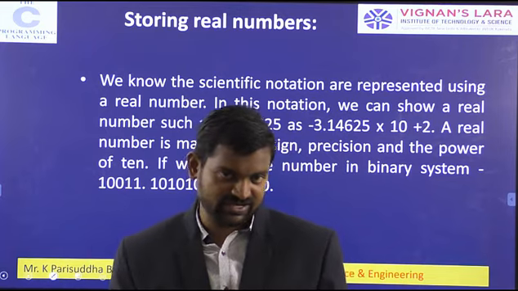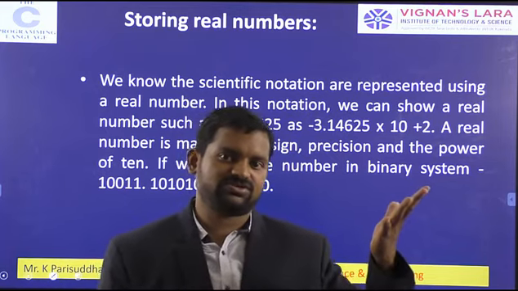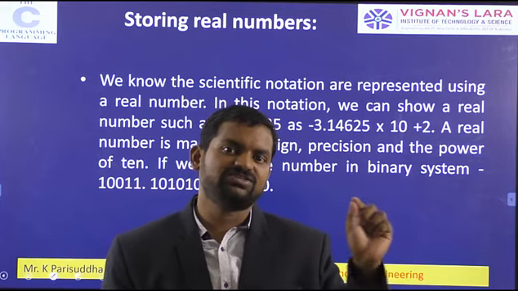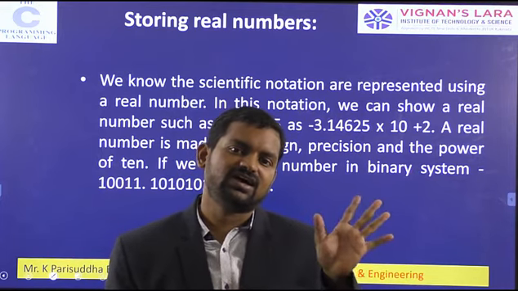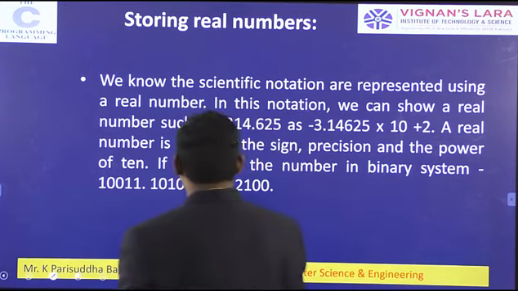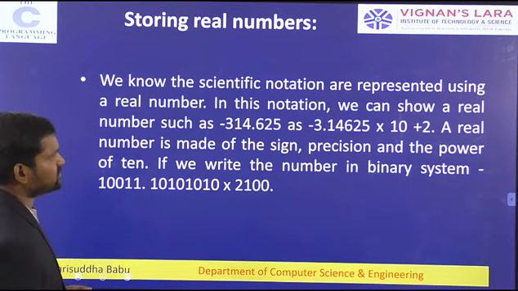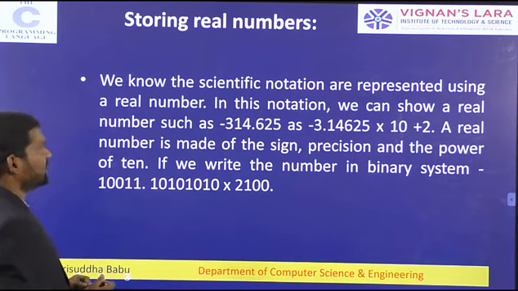Real number storing is different from integer storing. In real number storing, we have the precision value, the dot, and the values after it. We know scientific notation is represented using real numbers.